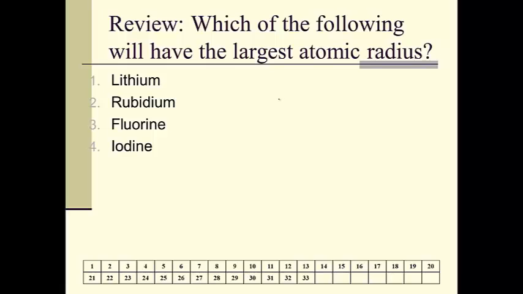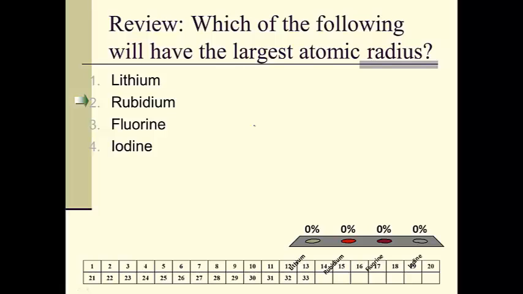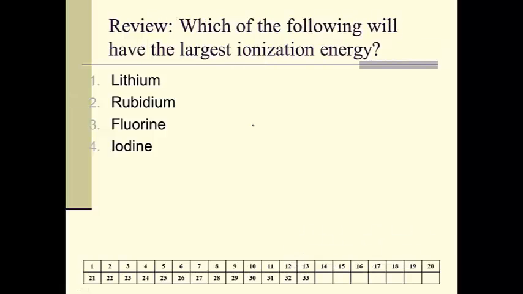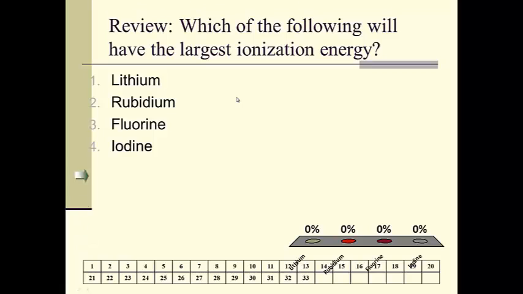Okay, so let's try a review. Multiple topics. Which of these has the largest atomic radius? Pause. Okay, rubidium. Which of these will have the largest ionization energy? Pause it. Okay, largest ionization energy, you're looking for the smallest atom, which is going to be fluorine.